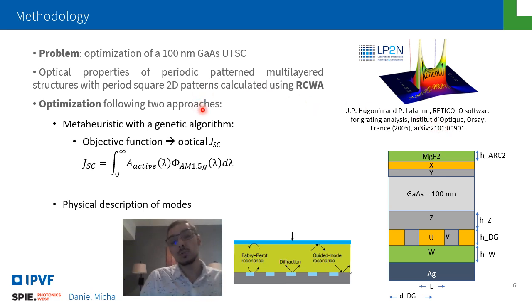We follow two approaches in this optimization. One is a genetic algorithm in which the objective function is the equivalent optically short-circuit current, which is calculated with this formula using the absorption in the active layer in the solar spectrum, AM1.5G. In this equation, we are considering a carrier collection efficiency of 100%.